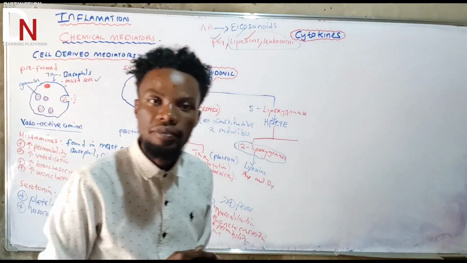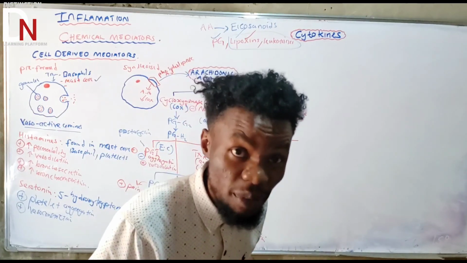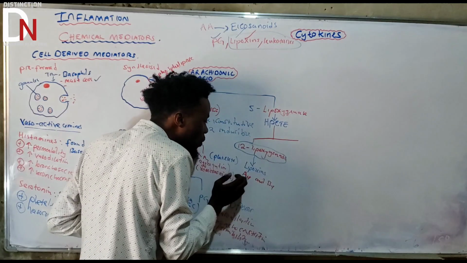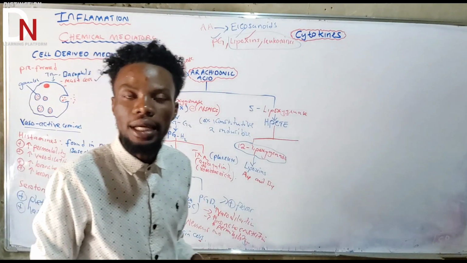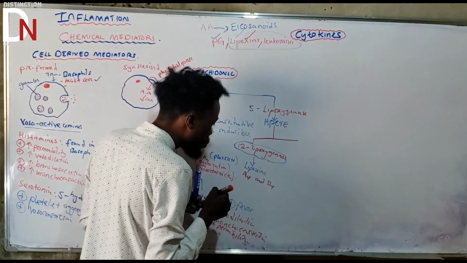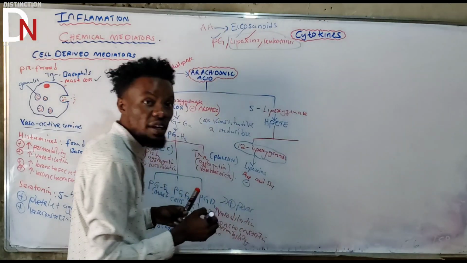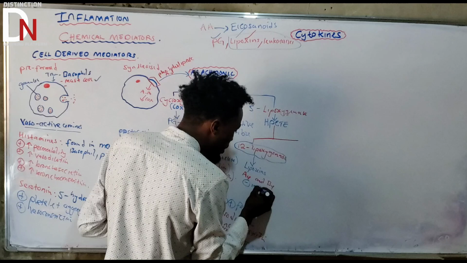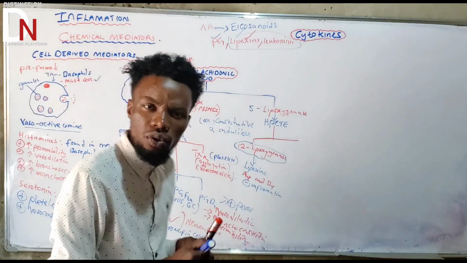Why are they very, very important? Because these are the ones that are going to inhibit inflammation. So lipoxins A4 and B4 are the ones that inhibit inflammation. They don't like inflammation; they will try by all means to stop it.